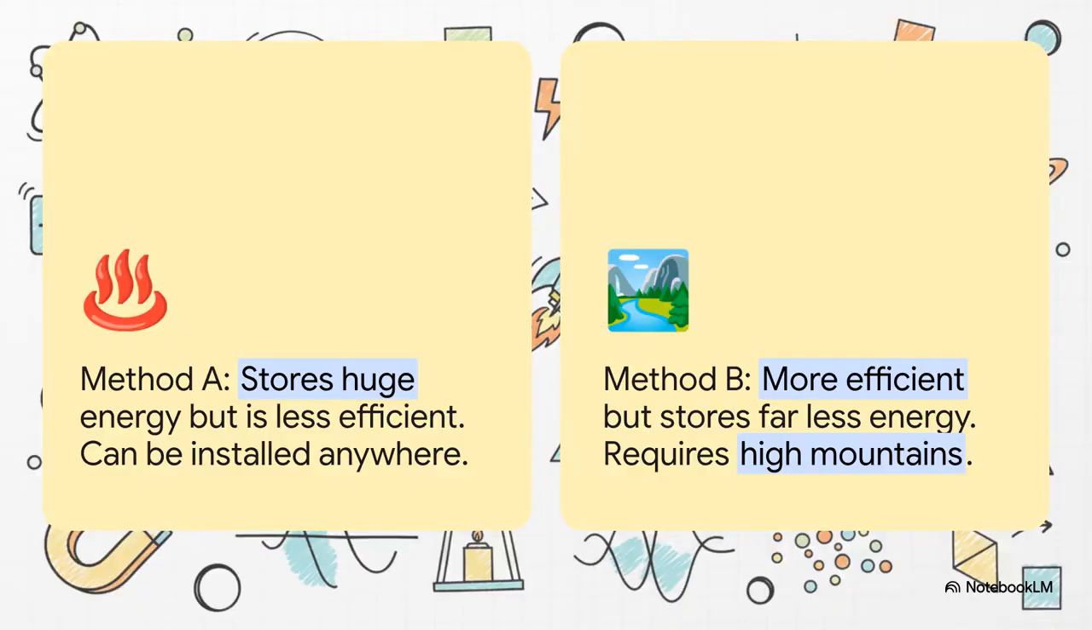So here's the secret to getting all 4 marks. You need a balanced argument. You can't just pick a winner. You'd say something like, well, method A stores a massive amount of energy, but it's less efficient. Meanwhile, method B is way more efficient, but it stores a tiny amount of energy in comparison, and you can only build it in high mountains. Using the actual numbers from the table, that's what takes an okay answer and makes it a top marks answer.